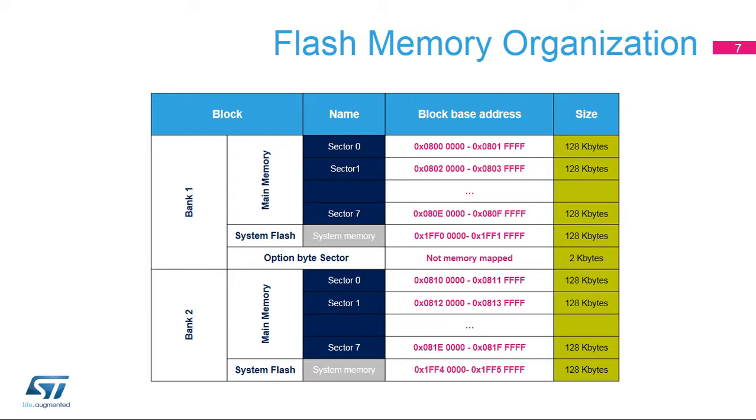The table describes the flash memory organization that is divided into 2 banks, each having a main memory block containing 8 sectors of 128 kilobytes each. Each main memory block has a system flash block that contains the system memory, which is reserved for use by STMicroelectronics and contains the bootloader. When selected, the device boots in system memory to execute the bootloader. 2 kilobytes or 64 flash words of user option bytes for user configuration are available only in bank 1.